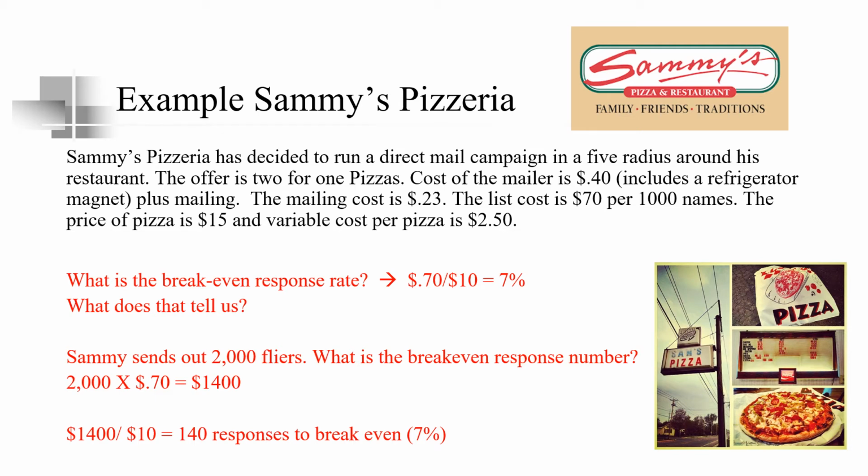That means that 7% of the people I send this direct mail piece to have to come in and order the pizza, or order it online or by phone, and then come in and pick up the pizza. 7% to break even. If I have more than 7%, I actually start making a profit. If I have less than 7%, then I actually have lost money on the marketing campaign.